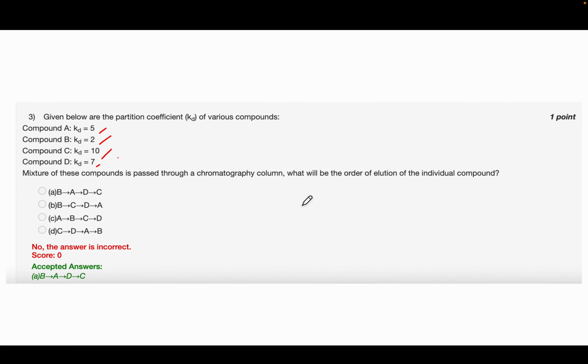We know the lower the KD, the faster it will elute. So the order will be B, then A, then D, then C. So B, A, D, C.